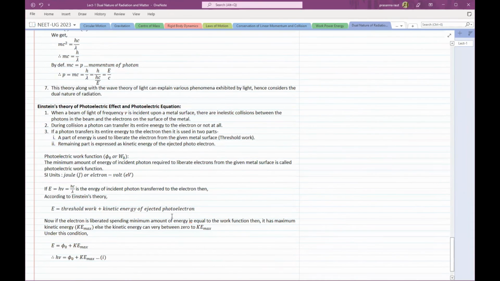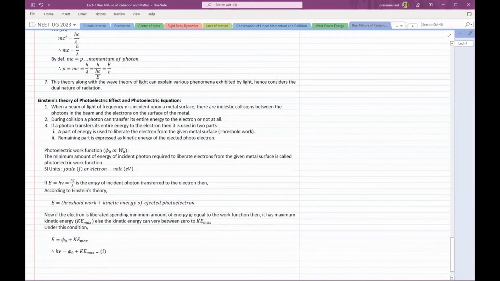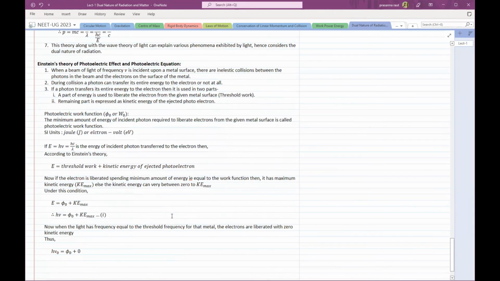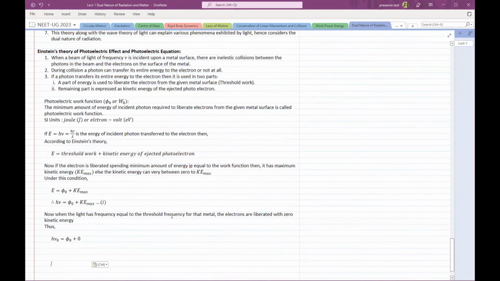Also E is equal to h nu from Einstein's theory. So h nu is equal to phi naught plus k max. Now, when the light has frequency equal to the threshold frequency of that metal, the electrons are liberated with zero kinetic energy. यानी electrons are just liberated कहते हैं. Okay. Thus, under this condition, h nu naught, यानी वो threshold frequency आपका h nu naught, तो h nu naught is equal to phi naught plus 0. Hence, h nu naught is equal to hc by lambda naught is equal to phi naught.